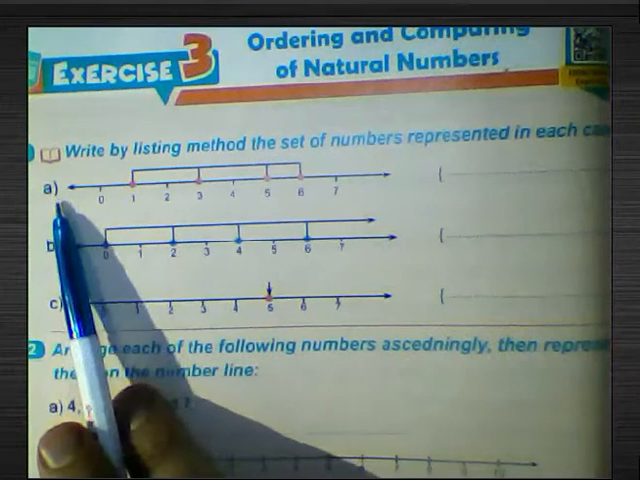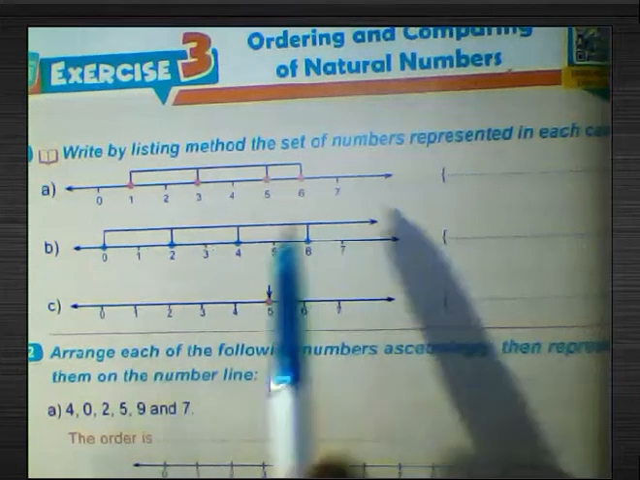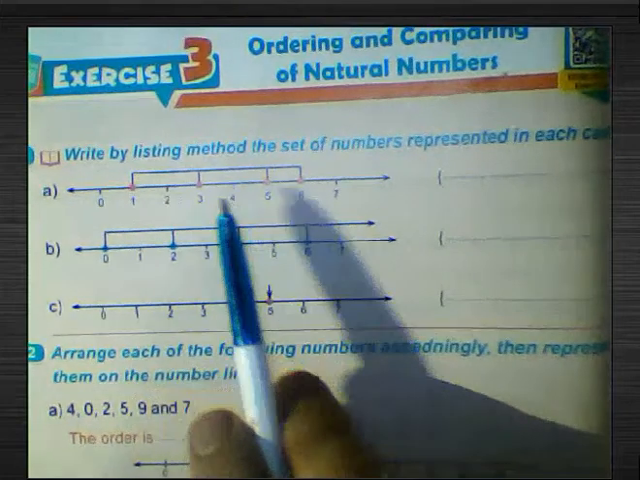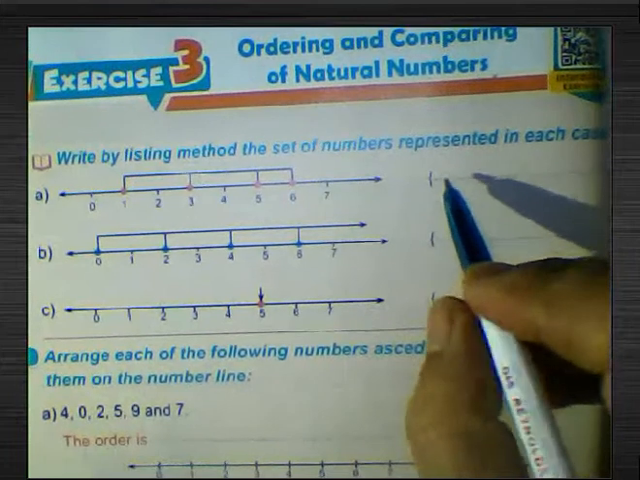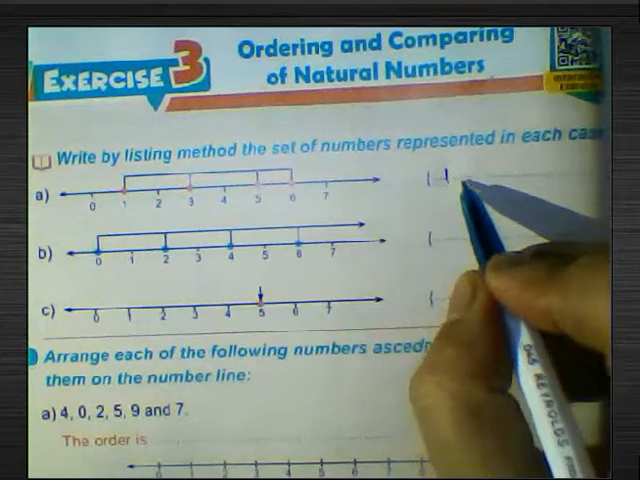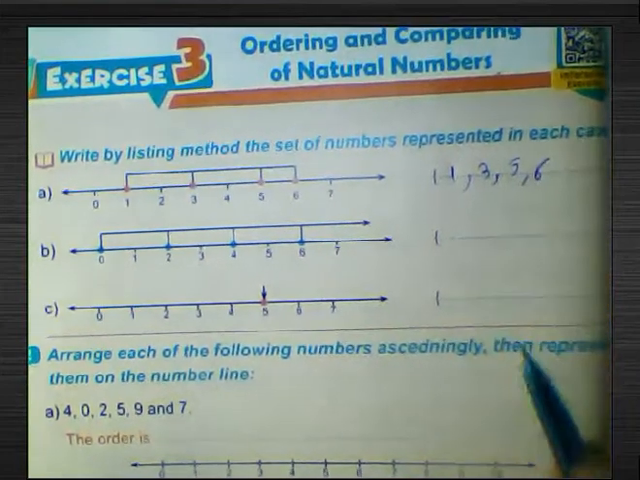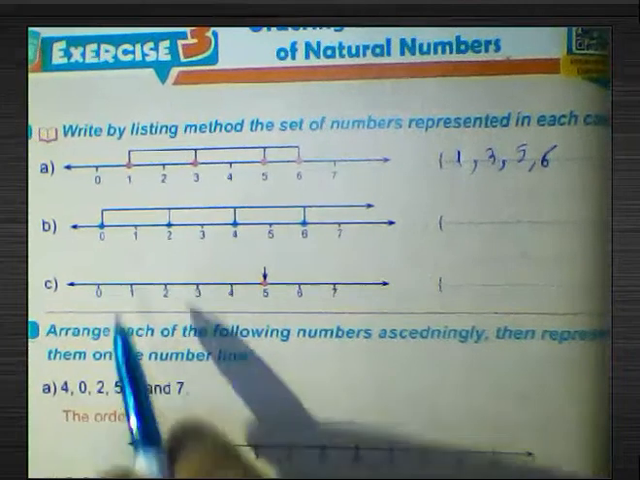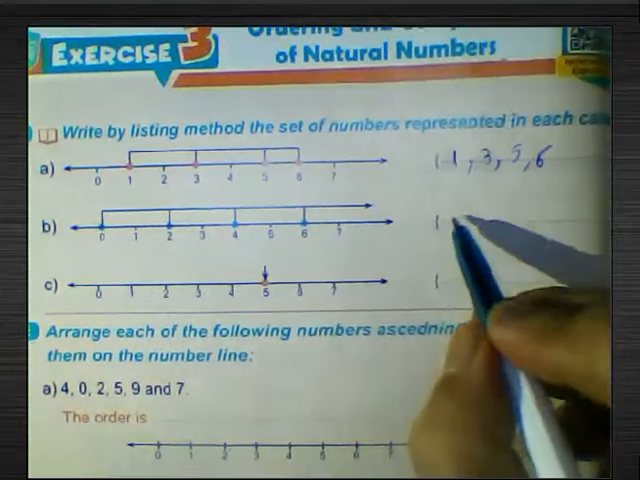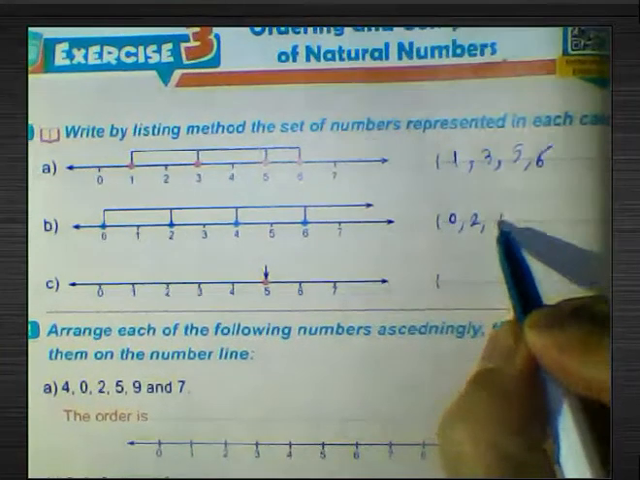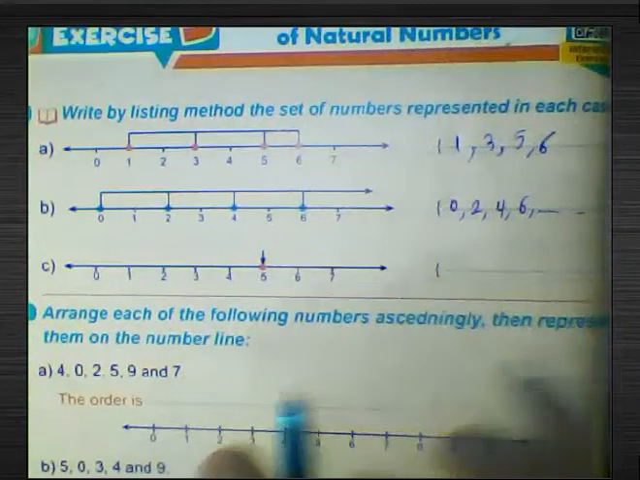Letter A, we have a straight line 0, 1, 2, 3, 4, 5, 6, 7, and the limited points are 1, 3, 5, 6. It's a natural number. We can write here in the brackets 1 and 3 and 5 and 6. Letter B, we have infinite even numbers 0, 2, 4, 6. We can write 0 and 2, 4, 6, and so on to infinity because it's an infinite set.